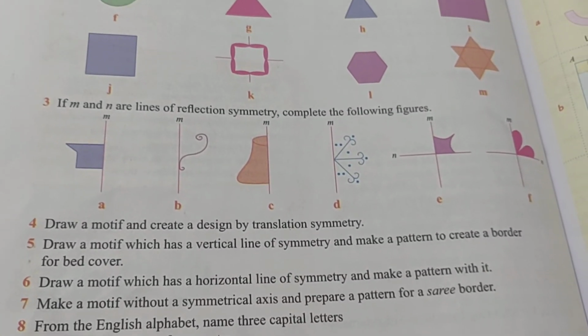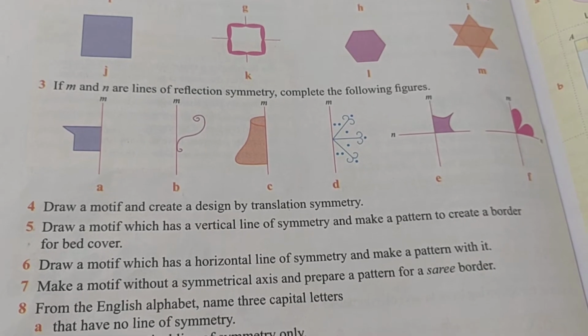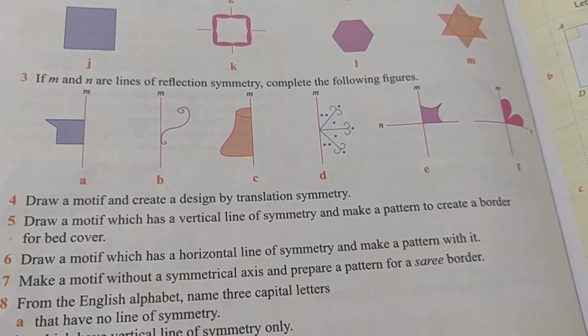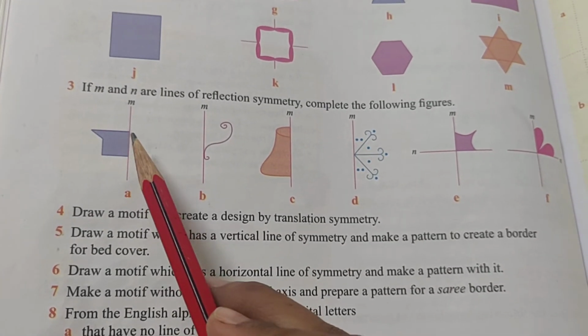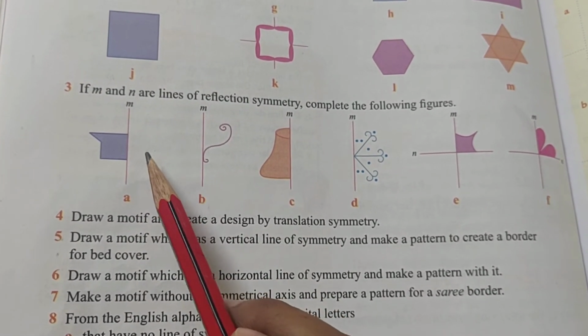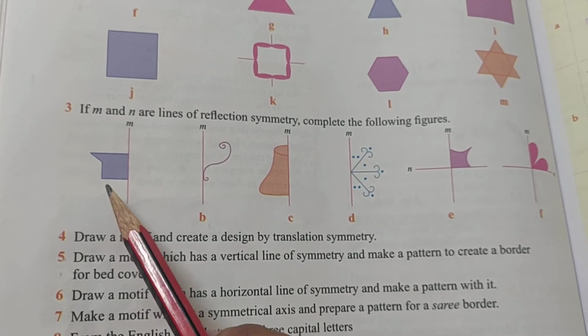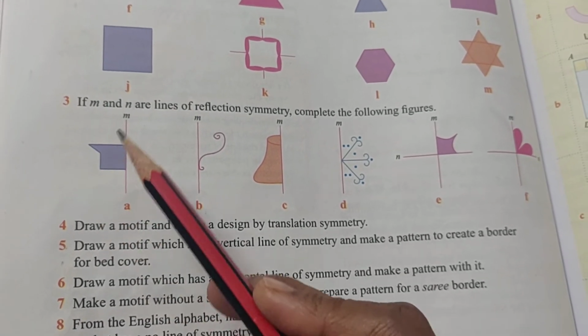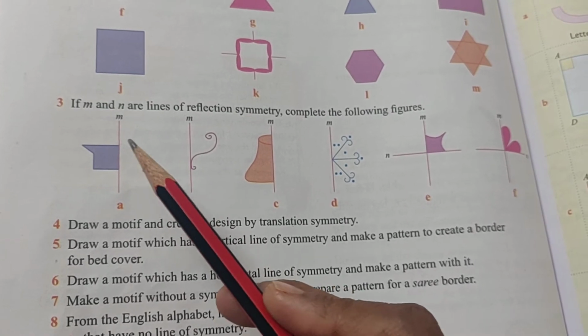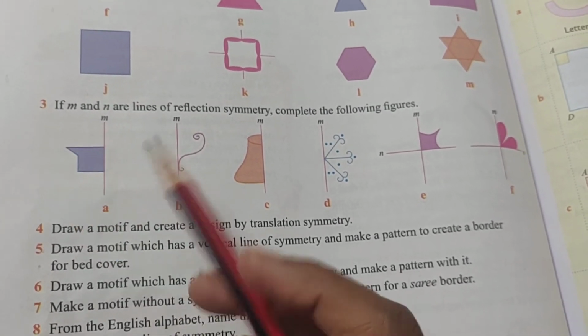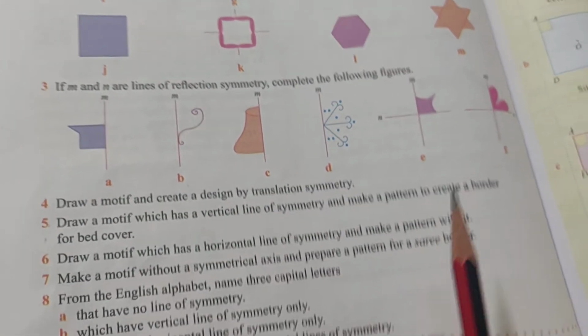Now question number 3 goes like this. If M and N are lines of reflection symmetry, complete the following figures. So you have to draw exactly the mirror image of the left hand side or the right hand side, whichever is not given. You can do question number 3 here itself.